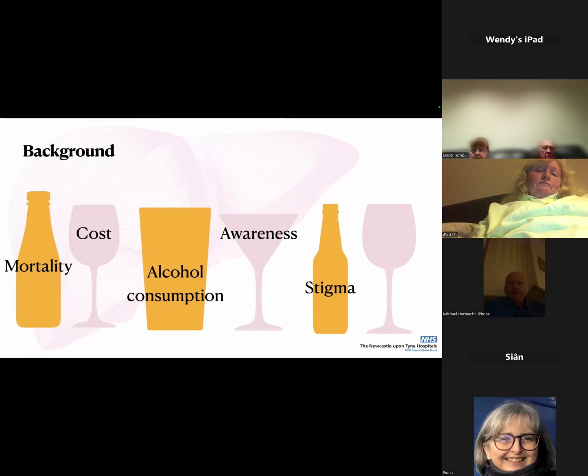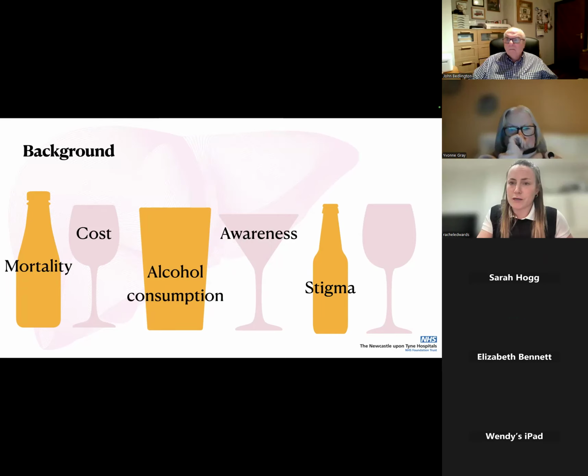And stigma. I think it goes without saying that alcohol-related disorders are highly stigmatized, as is liver disease in some areas. And so increasing people's knowledge often comes with a reduction in stigma. And so we felt that this project may contribute to that as well.